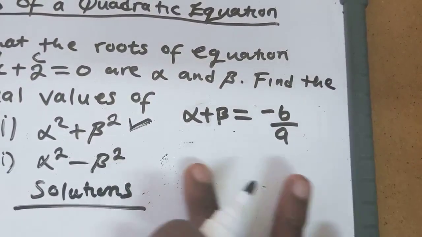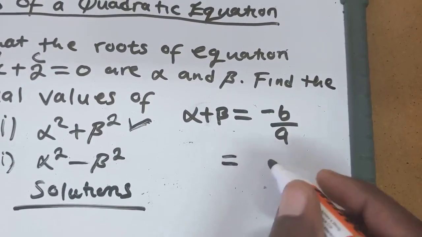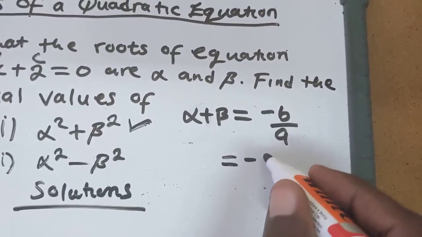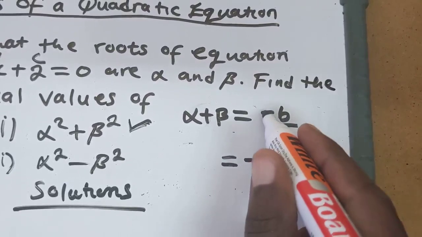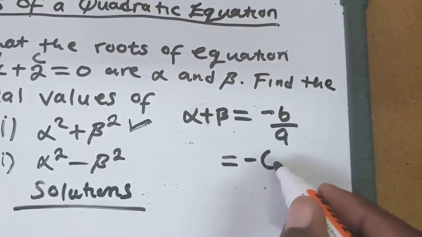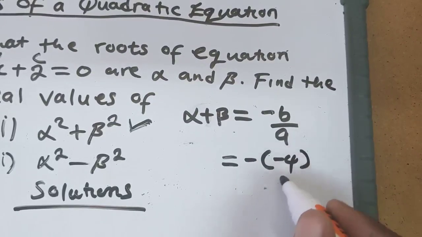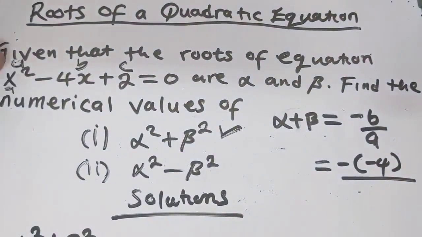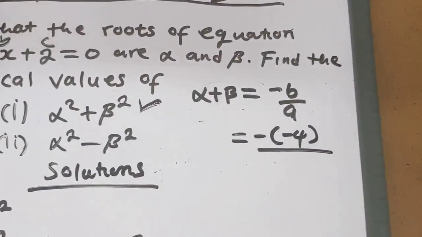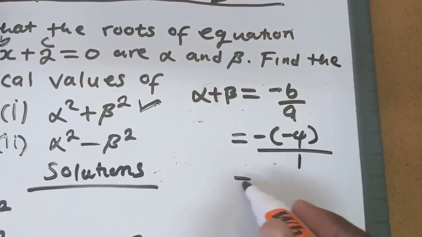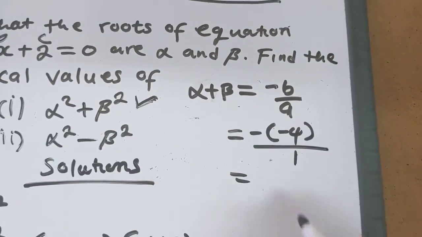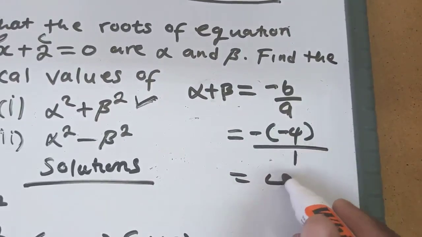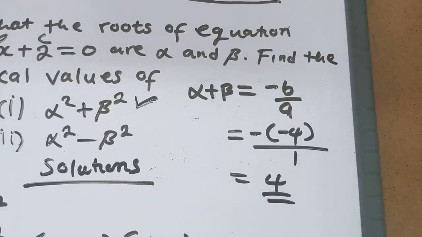So we put negative of negative 4, then over our A. Our A is 1. Negative times negative is positive, so we are going to have 4 as our sum.